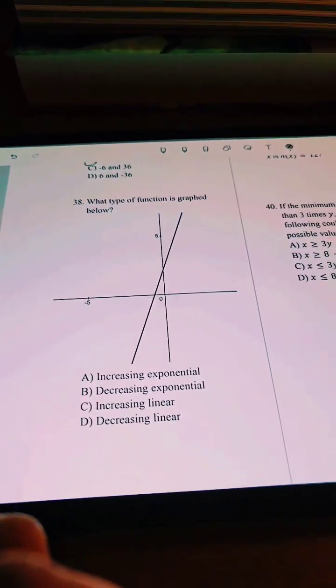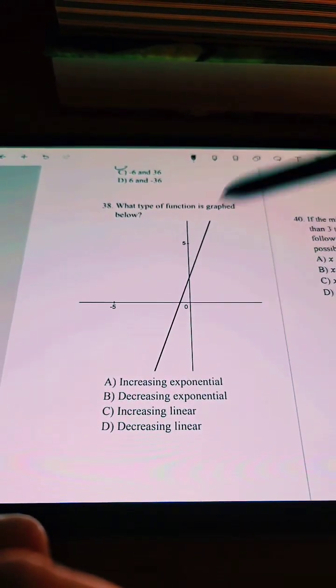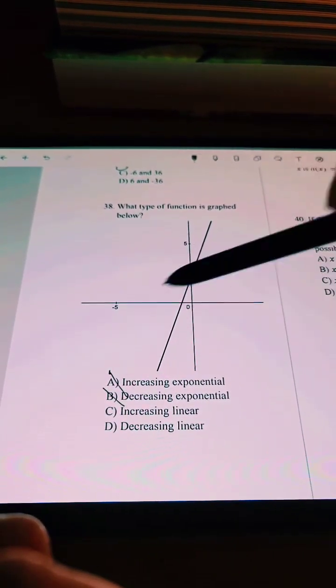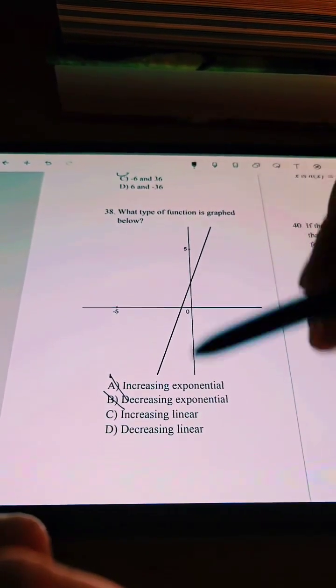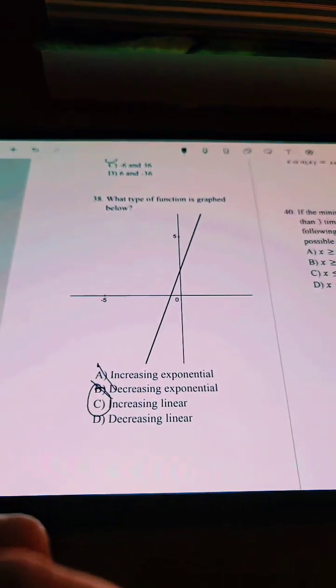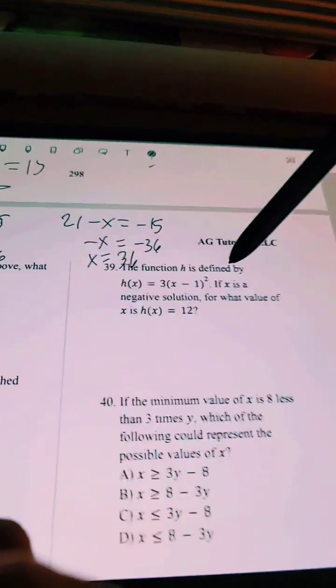So now let's go to number 38. What type of function is graphed below? So this is going to be increasing linear, because first of all, you could just automatically cross out A and B, because linear literally has the word line in it because it's a straight line, and then read from left to right, it's increasing. So C. Yes, exponential would have some sort of curve to it.